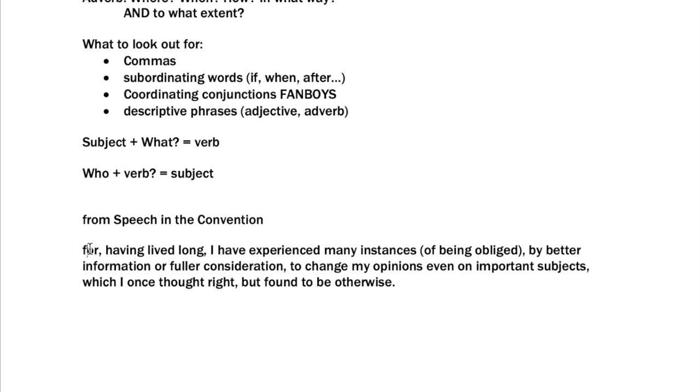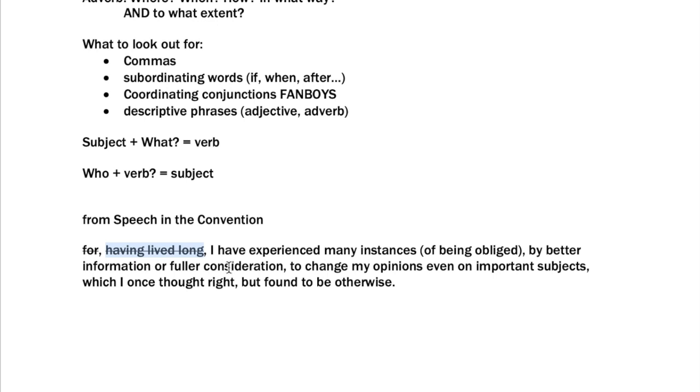For is a word that's just transitional, and so this transitional word isn't necessary. And with unnecessary information, I'm going to go ahead and just cross it out. Having lived long is also information that is extra. It's telling me about I. What have I done? I have lived long. And so it's extra information. We can cross it out in terms of just trying to figure out what the sentence means. Why is it important? Because this person is establishing that they have experience.